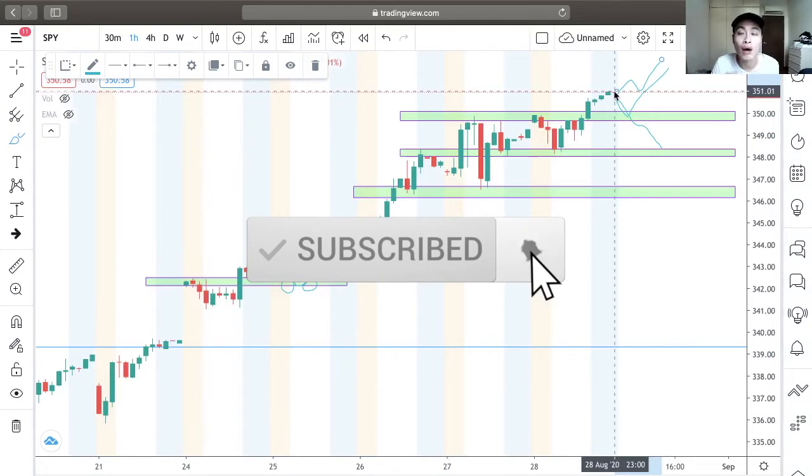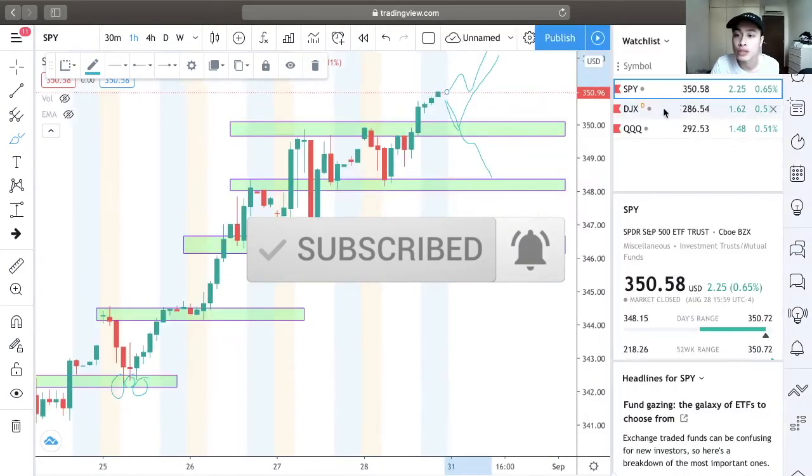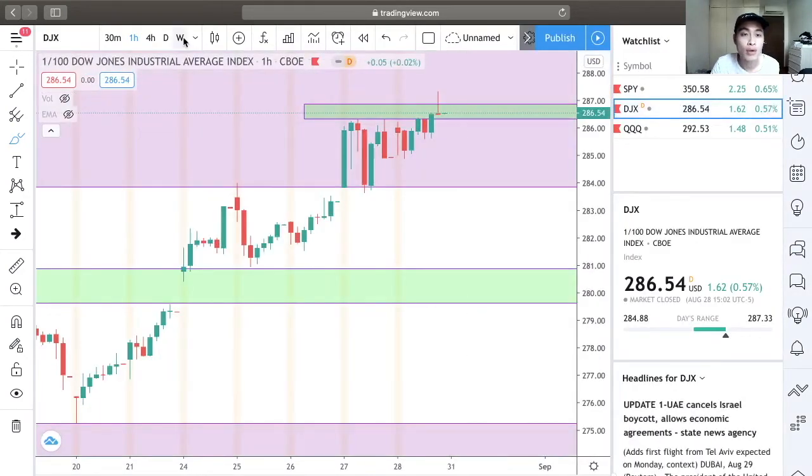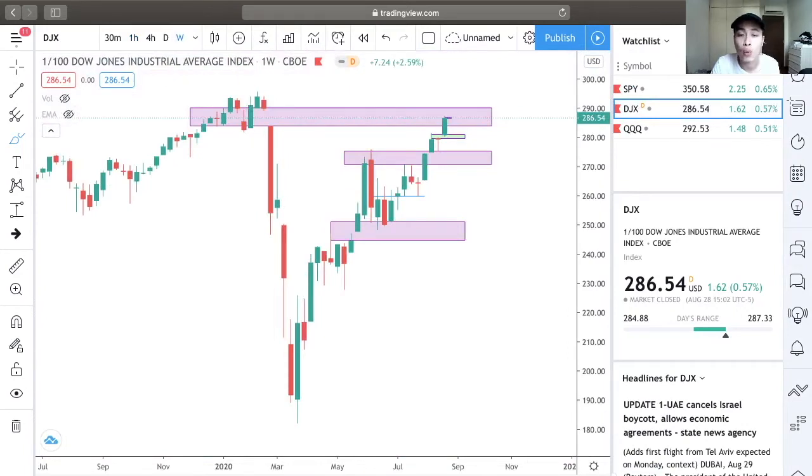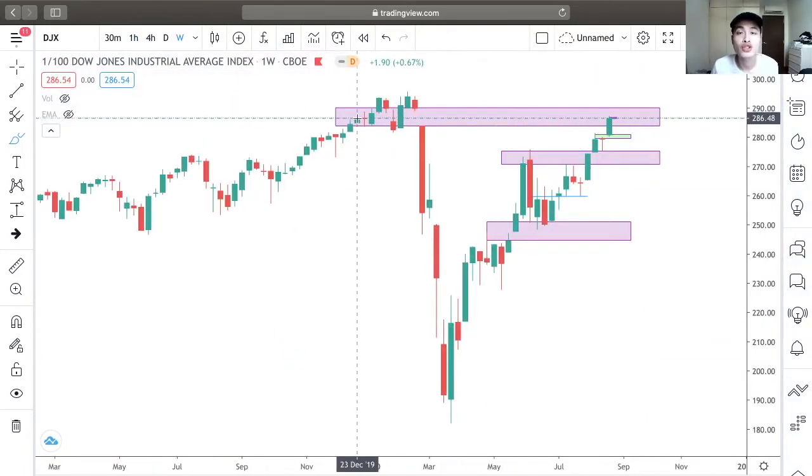Now let's take a look at the Dow Jones. So we'll go on to the Dow Jones, and we'll go with the weekly time frame before working our way down from there. For the Dow Jones, even though we haven't reached our pre-pandemic high, we are already at the level at which we started the year.